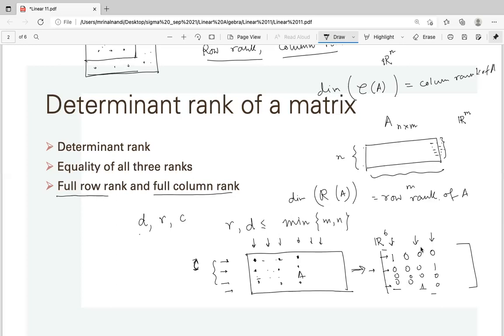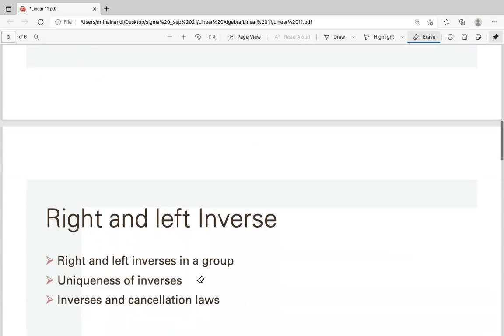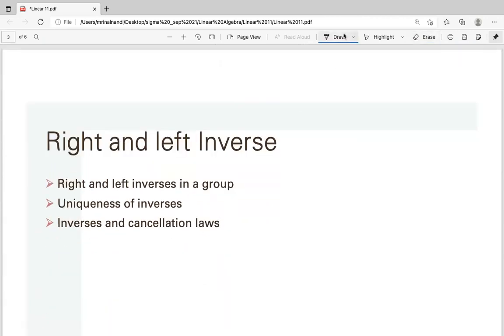So whether the number of rows is bigger than the number of columns, or smaller, or maybe equal, in that case this will be the same. And in a similar way you can prove that full row and column rank will be the same as determinant rank. It's a very crucial idea, because sometimes checking with the determinant is easier. Sometimes finding the number of independent rows may be tough.